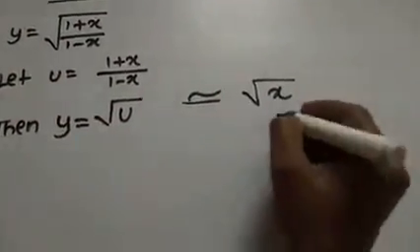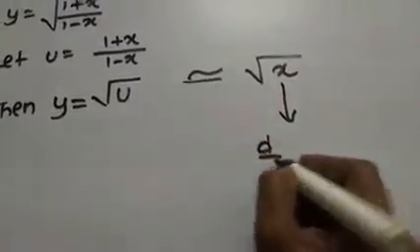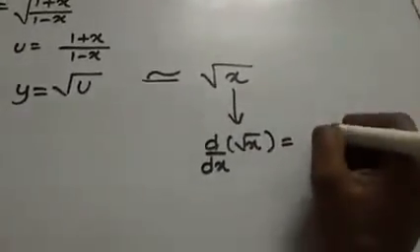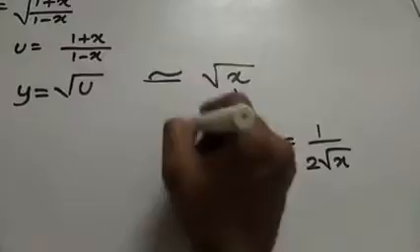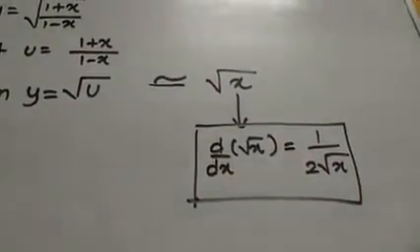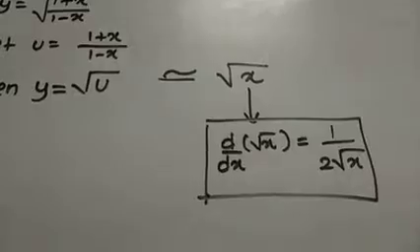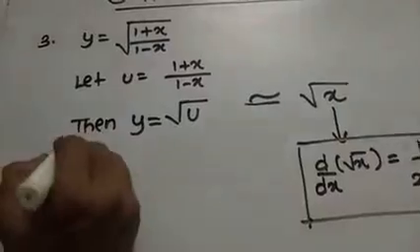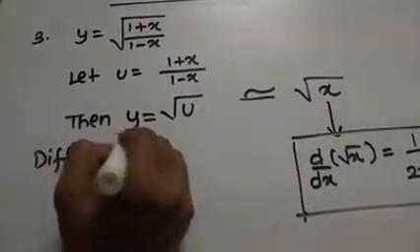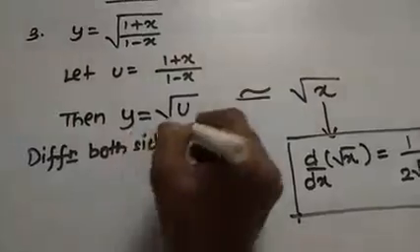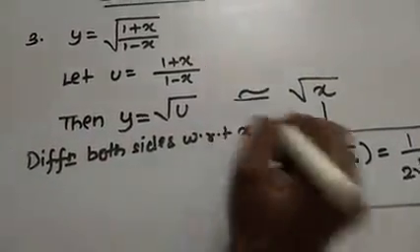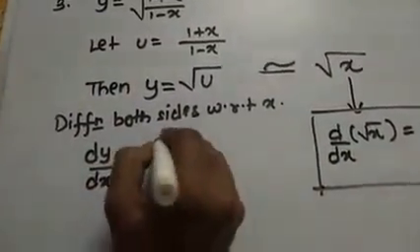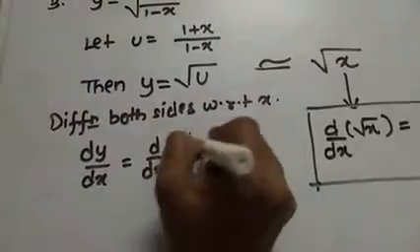Here u, here x, and we know that d/dx of root x, as we said in the last video, is 1 by 2 root x. We will use this result here. So first of all, differentiating both sides with respect to x, that is dy/dx equals d/dx of root over u.